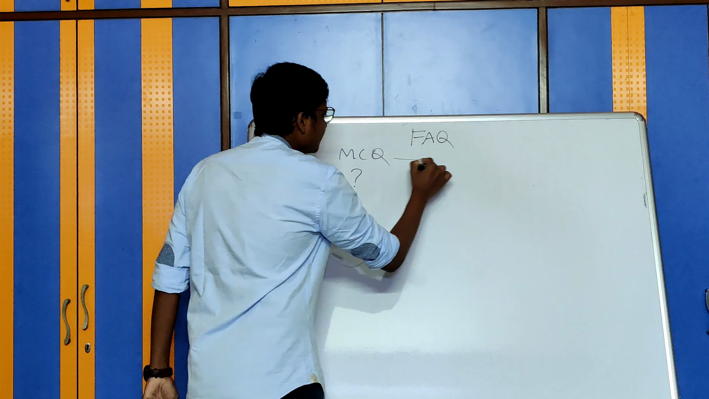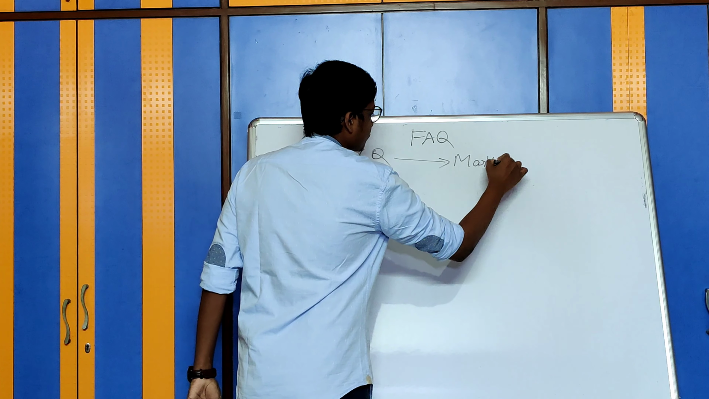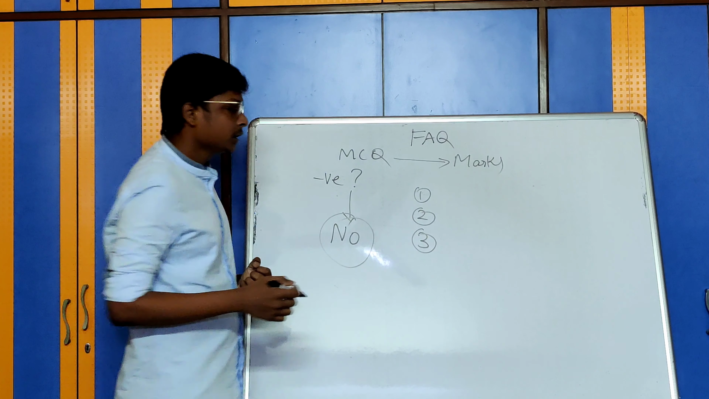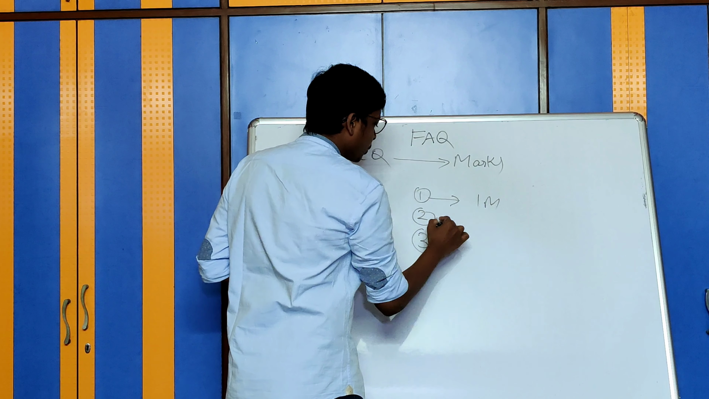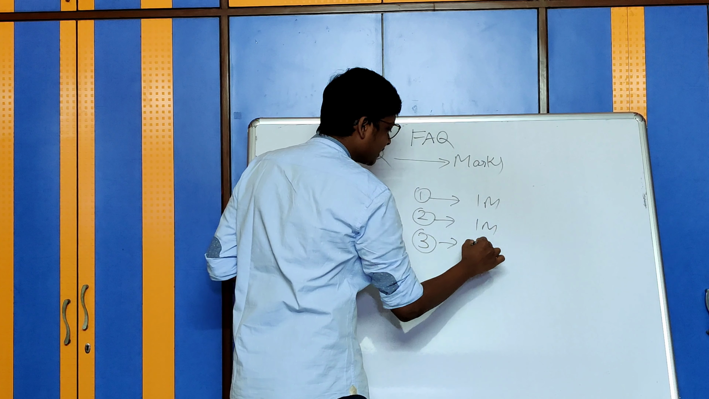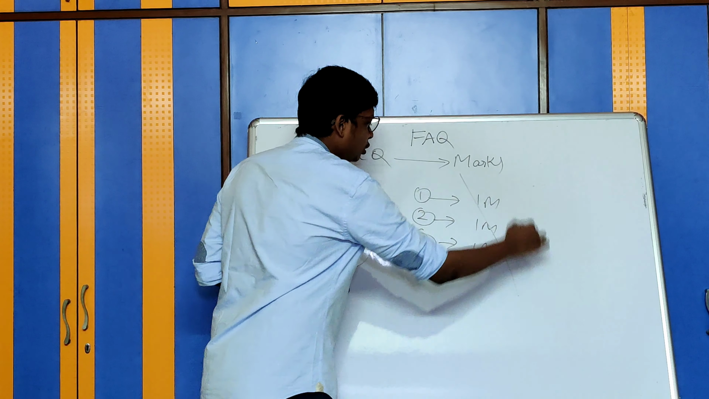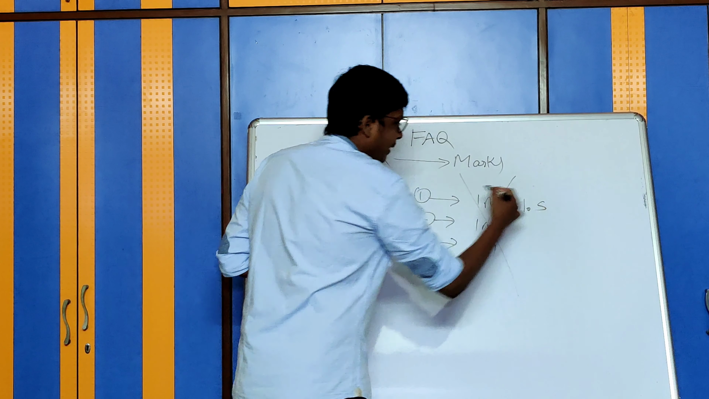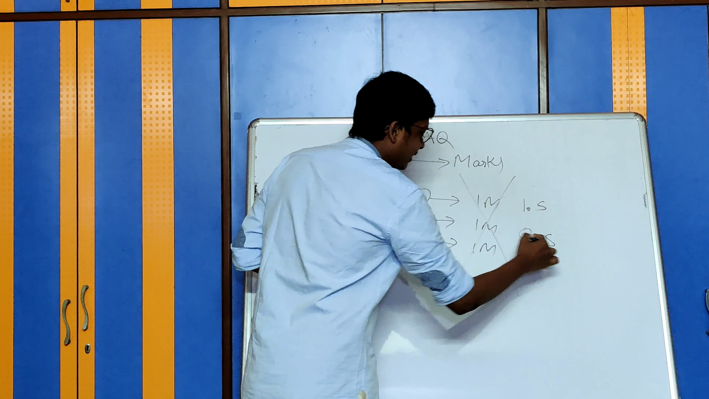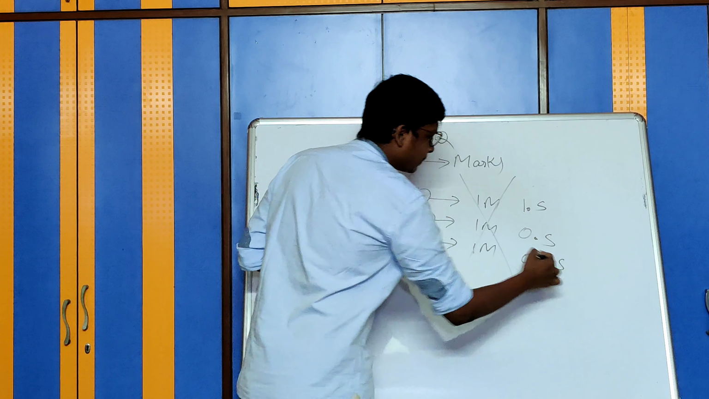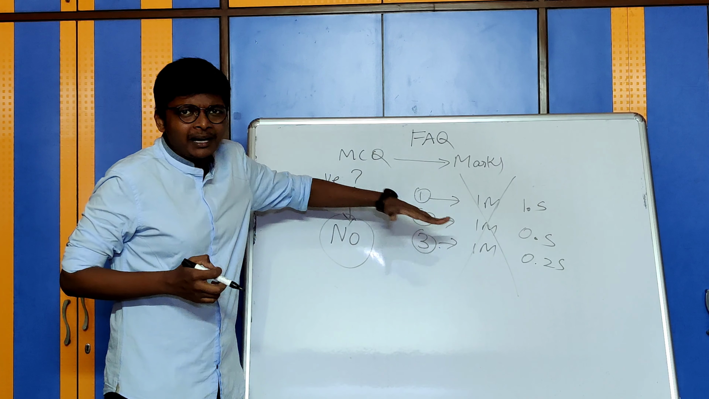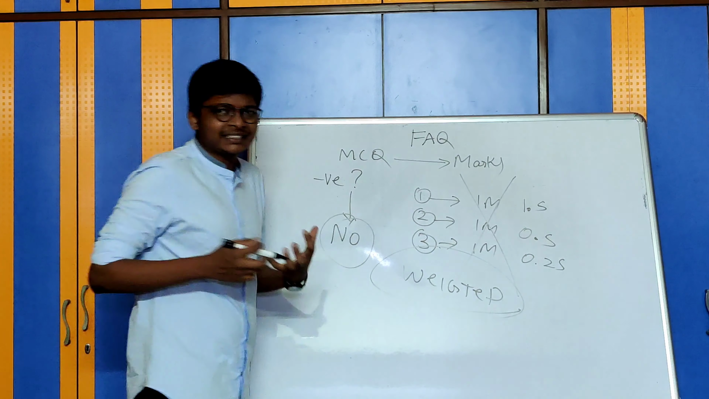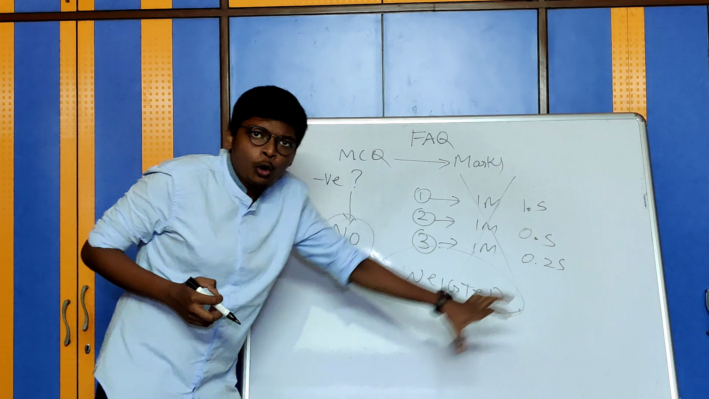Second, for each MCQ, will marks be allotted? For example, question number 1, question number 2 and question number 3. Can I say question number 1 carries 1 mark, question number 2 carries 1 mark and question number 3 carries 1 mark? No. We will not know what is the mark of each question. Question number 1 can carry 1.5 marks, question number 2 can carry 0.5 marks and question number 3 can carry only 0.25 marks. It depends; we can never guess the marks for each question. It is more of a weighted scheme. It depends upon the performance of the whole paper.